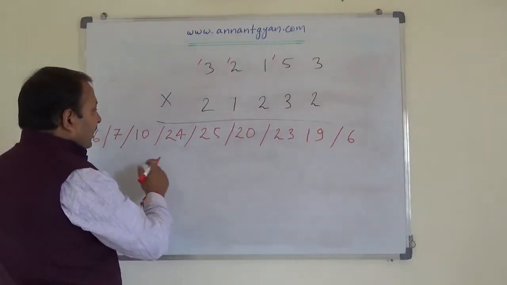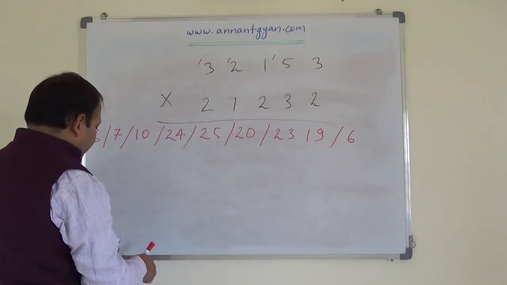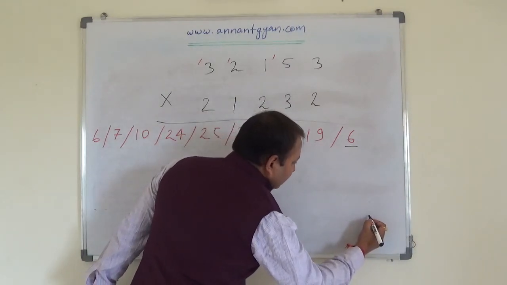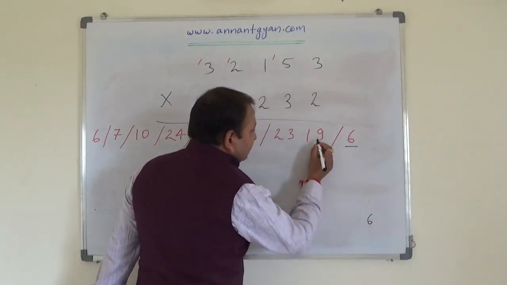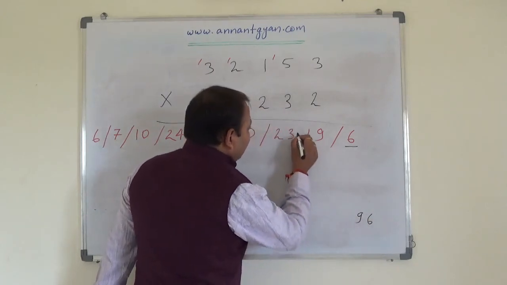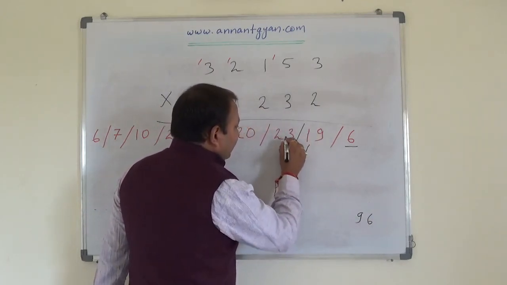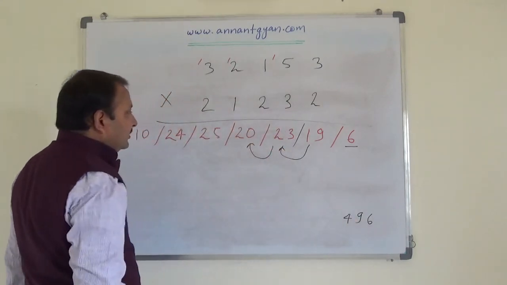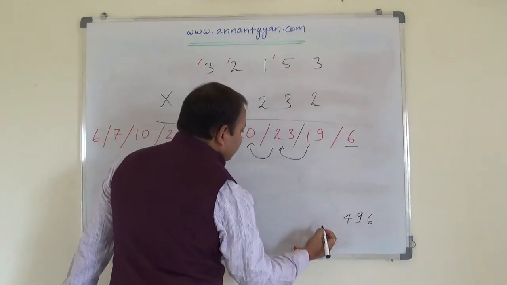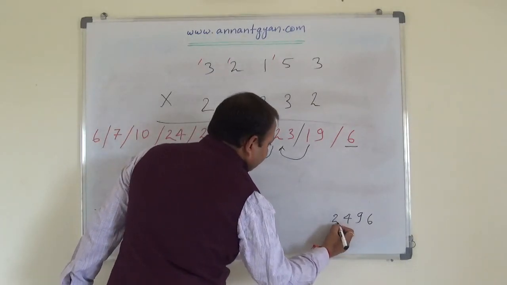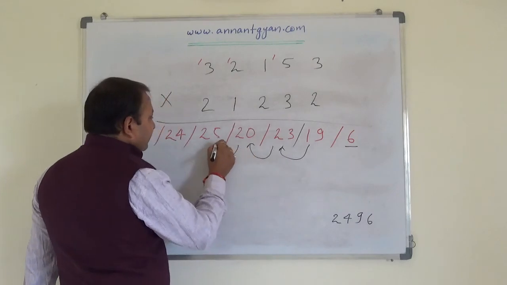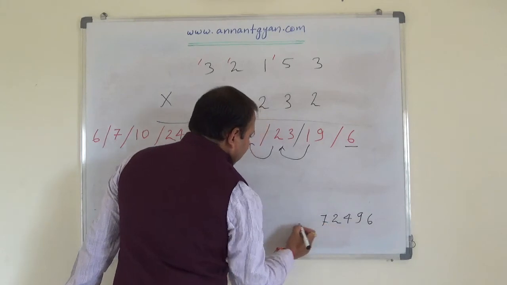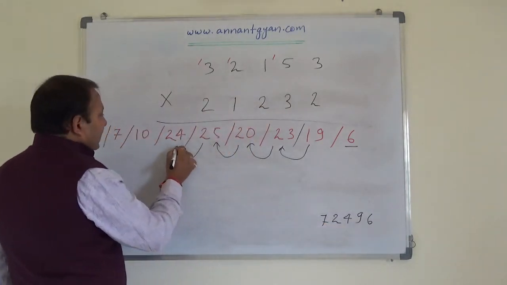So, I shall write this answer here. First, we shall take the answer from the right hand side. So 6, the second one is 9, and 1 that will be carried for the next. So 23 plus 1, 24, we shall write 4, and 2 that will be carried for the next. So 20 plus 2, that is 22. So again 2 that will be carried for the next. So 25 plus 2, 27, I shall write 7 here, and 2 that will be carried for the next.